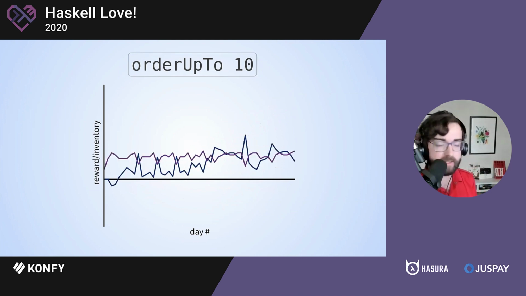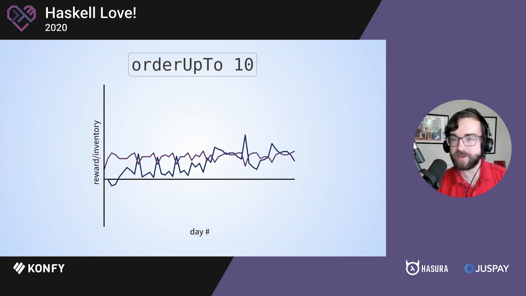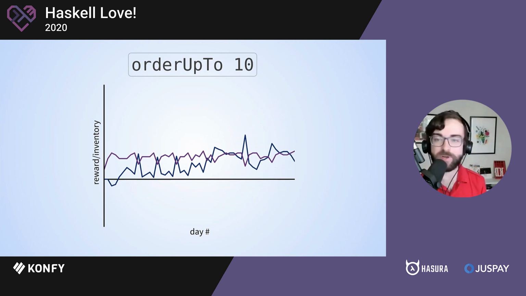And again, here's a little graph just for intuition of what happens when you actually try to order up to 10. And the thing is a bit misleading because in this specific trace, it looks like our reward kind of stayed pretty flat on average. But again, because we've run a whole bunch of simulations, we know that we're actually doing well over time.